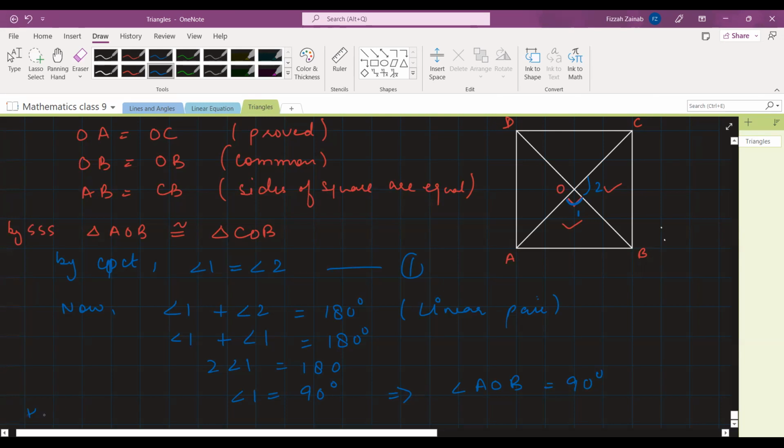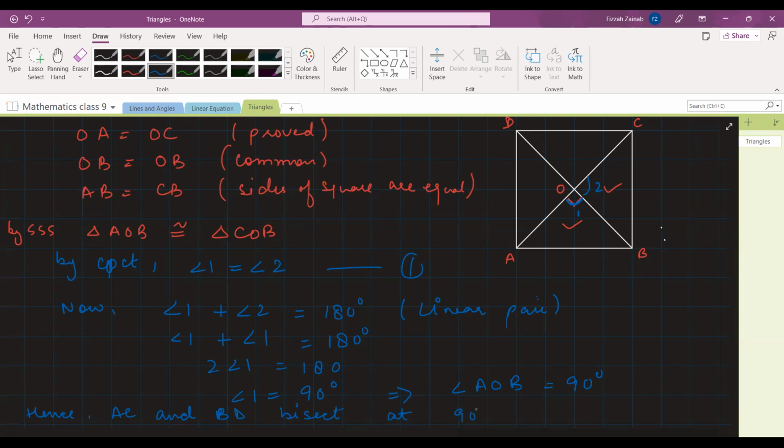So therefore you can say, hence, AC and BD, which are the diagonals, AC and BD bisect at 90 degrees. So now the question is complete. See, the question is not tough, right? You just have to remember the concepts. And it's a good question. Like you can divide this into 3 parts and solve it.